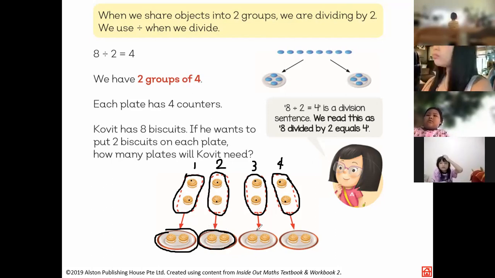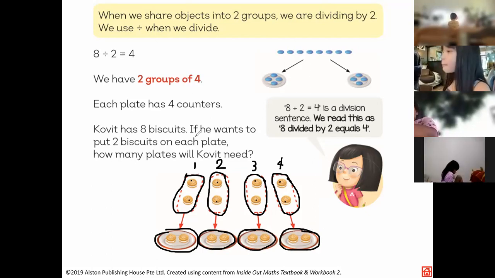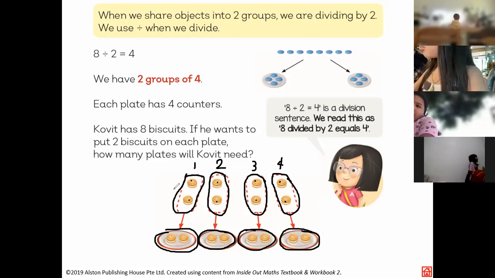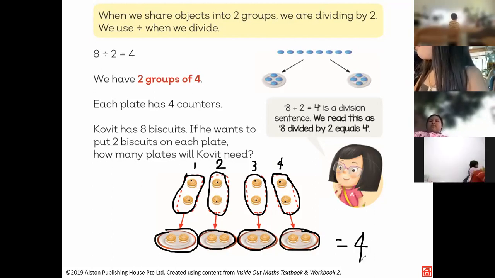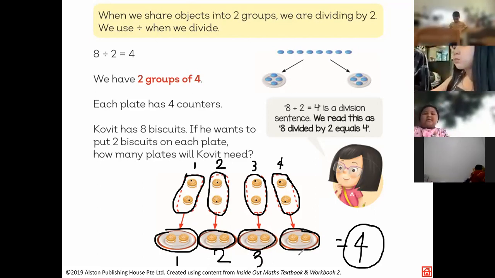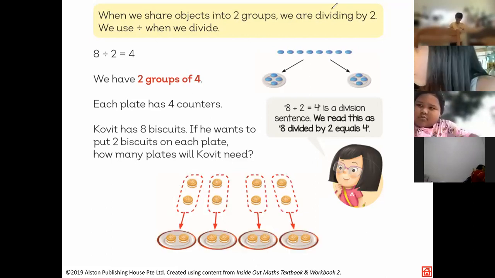1, 2, 3, and 4. So again, COVID has 8 biscuits, right? And then he wants to put 2 biscuits on each plate. So how many plates will COVID need? So the answer would be 4. 4 plates. 1, 2, 3, and 4. All right.